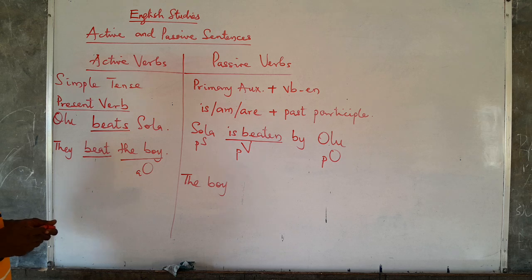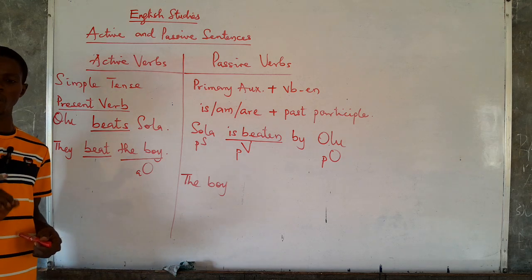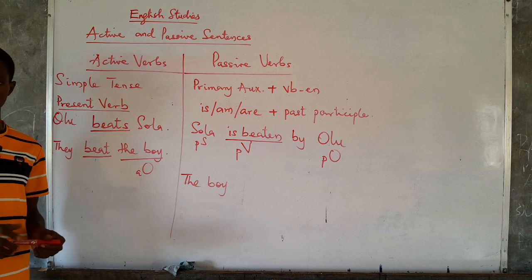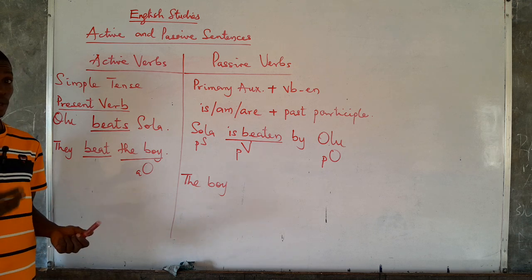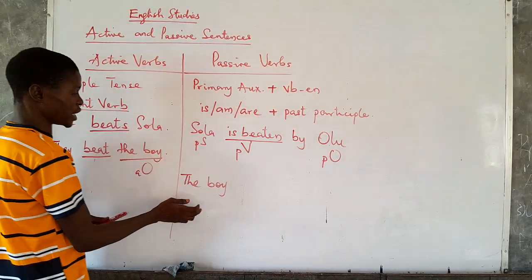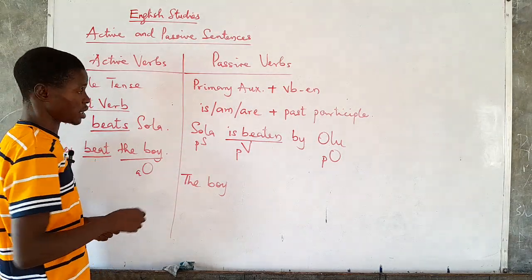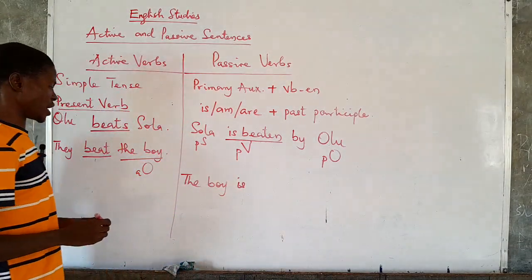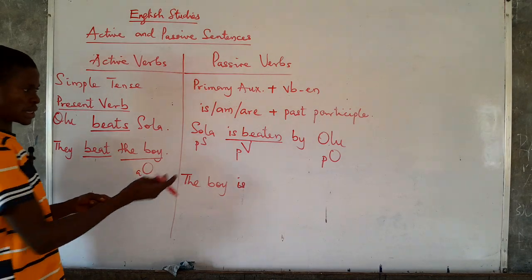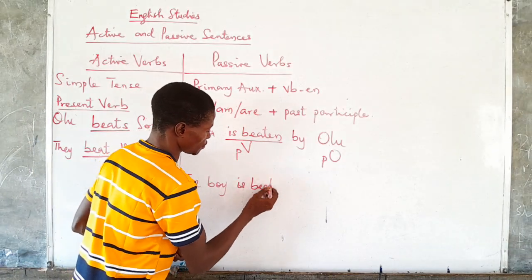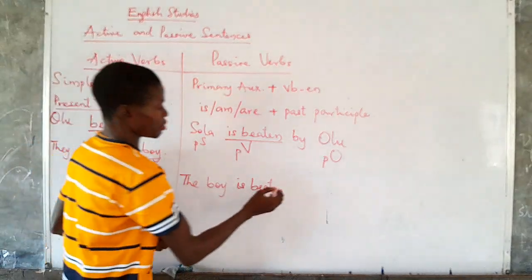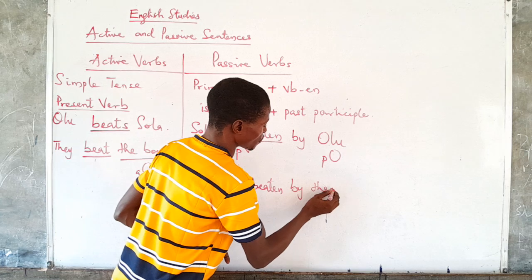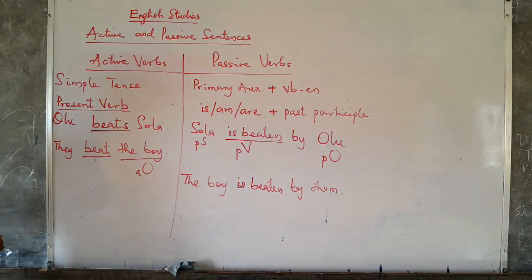Now, the question you need to ask yourself is, is the boy singular or plural? The boy happens to be singular. With that, what you do is you bring in the primary auxiliary that is singular. Is. The boy is. What happened again? We have beat. Just the same verb. Beaten. By whom? By them. Simple as A, B, C. I believe that one is clearly taken. Before we go on, let's consider another example.